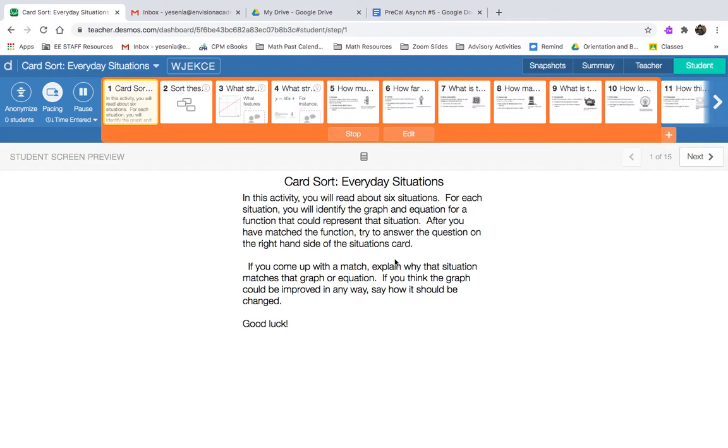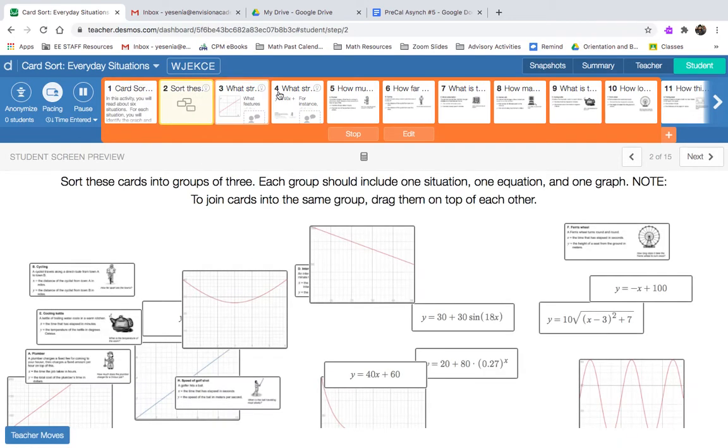If you come up with a match and you're asked to explain it, please think about justification, how you're going to explain it. Even if you're uncertain about it, I just want to know your thoughts on it. And if you think a graph could be improved in any way, say how it could be changed. Let's move on to the next slide.